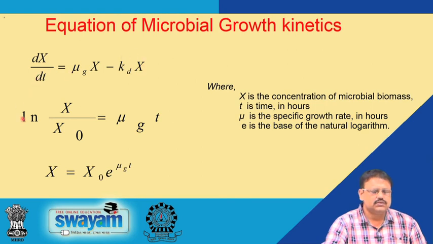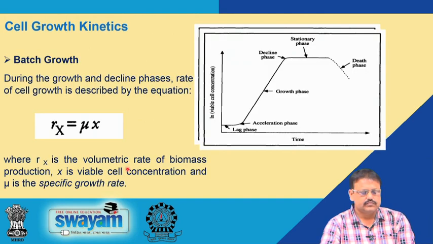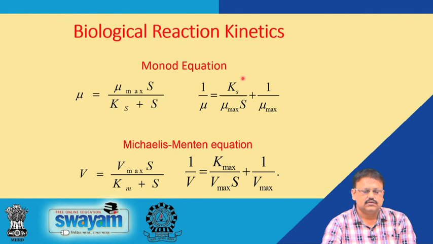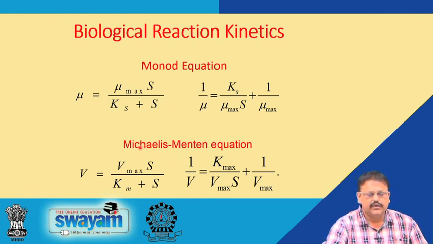So, from this equation we got by integration x equals x0 e to the power mu g t. This is the condition where the maximum productivity can be obtained. And similar to the Michaelis-Menten equation, if we want to calculate the kinetic parameters, we can take the reciprocal: 1 by mu equals Ks by mu max times 1 by S plus 1 by mu max.